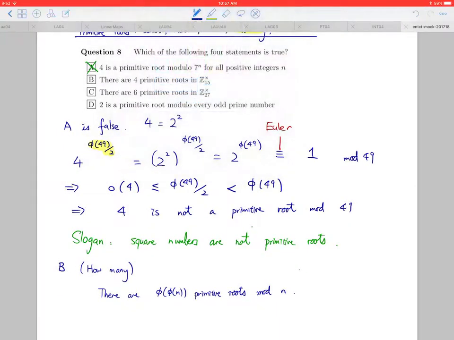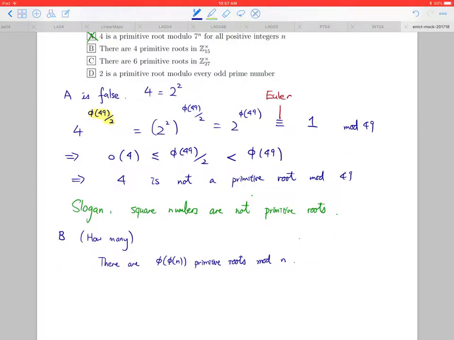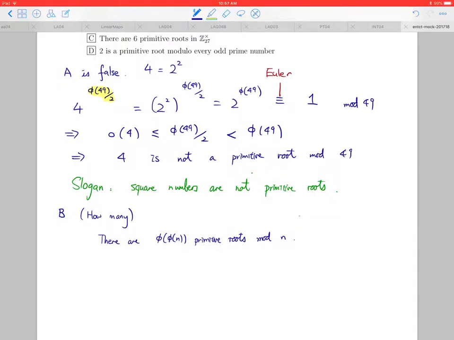Okay, let's look at statement B. There are 4 primitive roots modulo 15. Is that correct? You remember the statement, right? The statement how many in my tutorial that says that there are phi of phi of n primitive roots modulo n. Is that correct? Wrong. Okay, because not every single integer n has a primitive root.